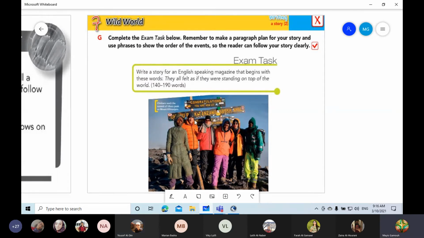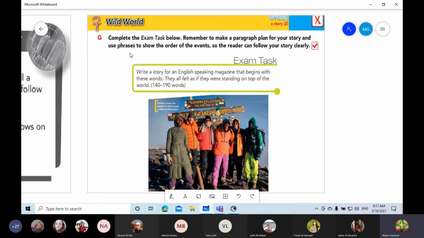All right, let's go back. Complete the exam task below. So we have a task. Remember to make a paragraph plan. In order to write our story, as we took previously in the first semester, you have to have a plan for your story. You have to insert the elements in a plan in order to write good sequencing paragraphs for your story, and use the phrases.